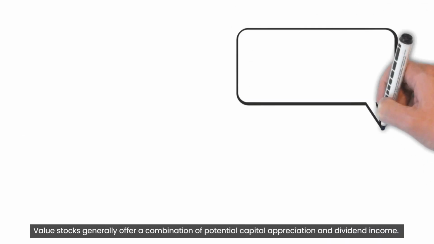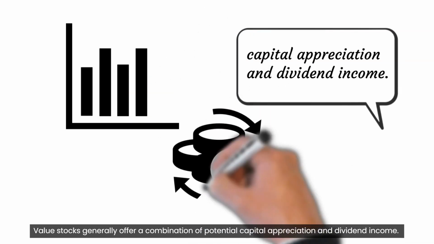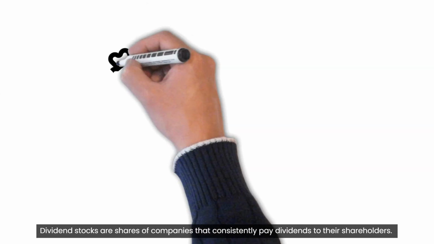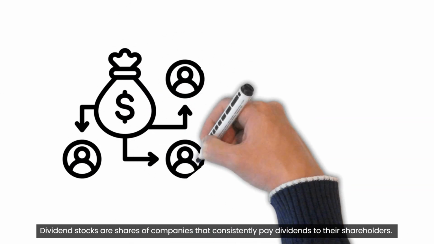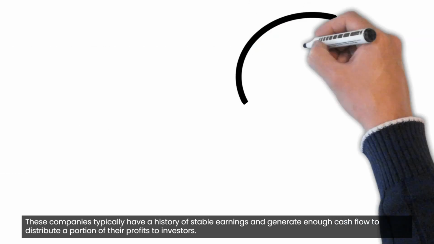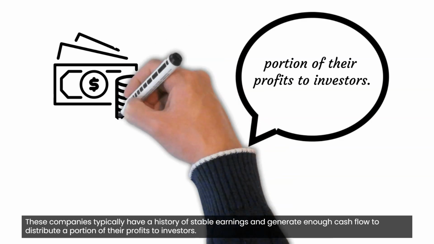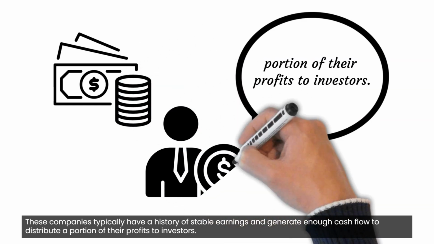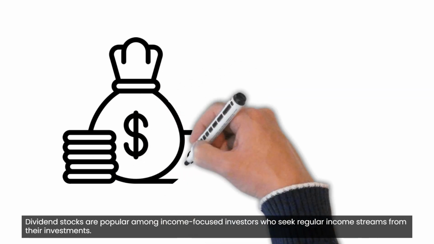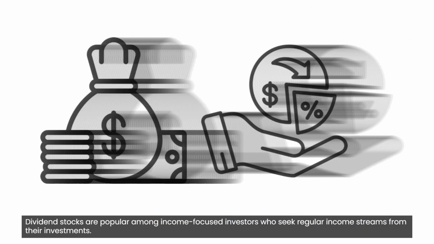Value stocks generally offer a combination of potential capital appreciation and dividend income. Dividend stocks. Dividend stocks are shares of companies that consistently pay dividends to their shareholders. These companies typically have a history of stable earnings and generate enough cash flow to distribute a portion of their profits to investors. Dividend stocks are popular among income-focused investors who seek regular income streams from their investments.